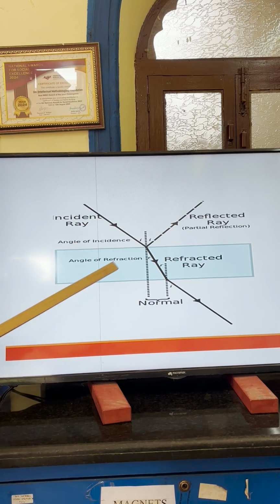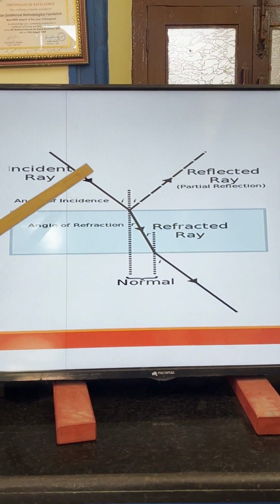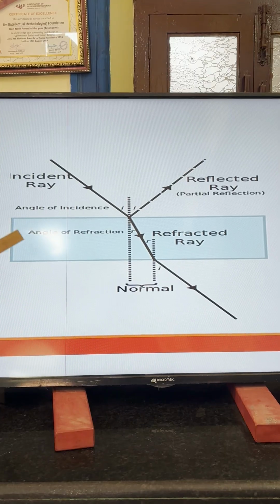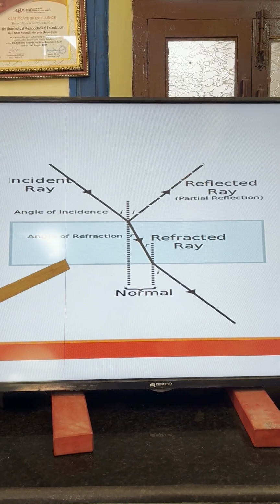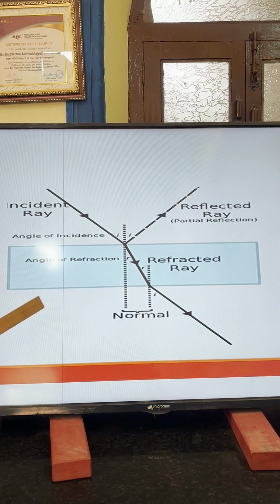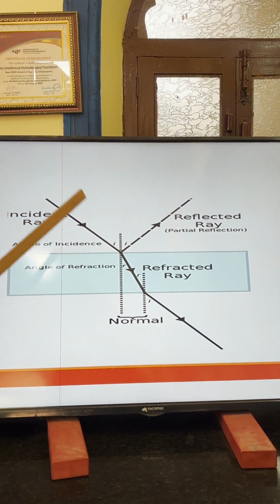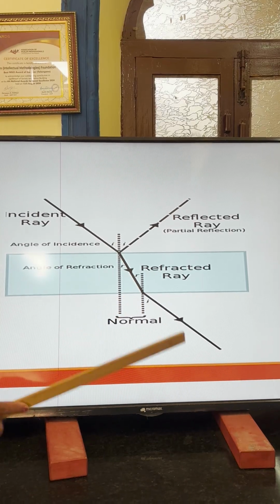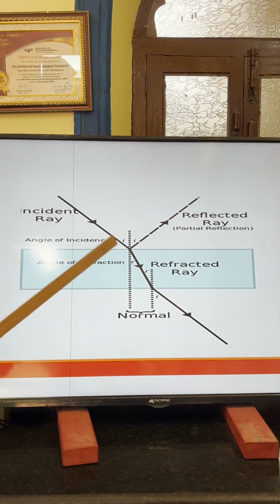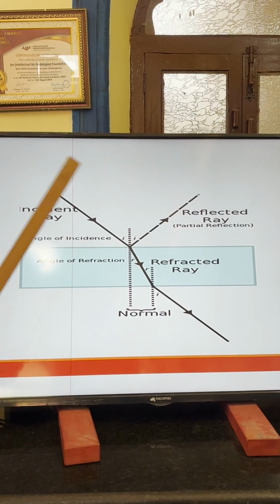Let's focus on this slide. This tells you this is the incident ray and this is the different medium when compared to air, and it should be transparent. When a light ray enters from one medium to the other medium, it bends. There is a shift in the path of the light ray. This is called refraction. This is the incident ray, this is the refracted ray, and this is the emergent ray.